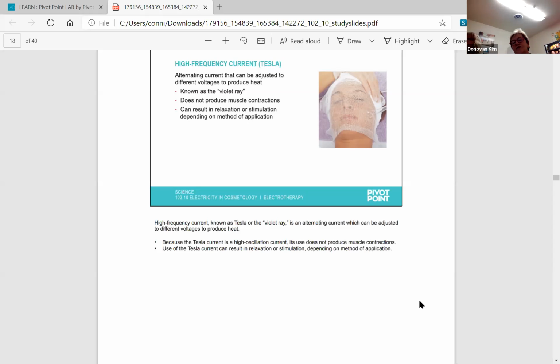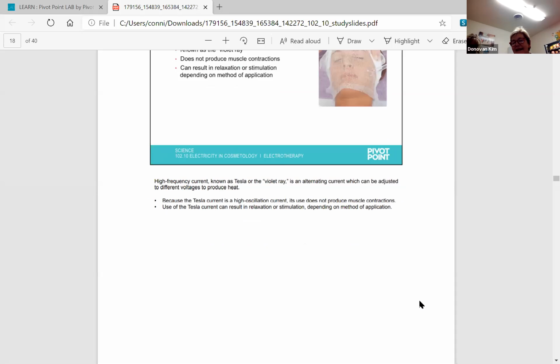Okay. So I just want you to understand what this machine is doing, okay? It'll either be stimulating or relaxing, depending on how we apply it to the skin, or what's known as the method of application. All right? So after what I just said, what type of skin am I treating when I'm using the direct application?